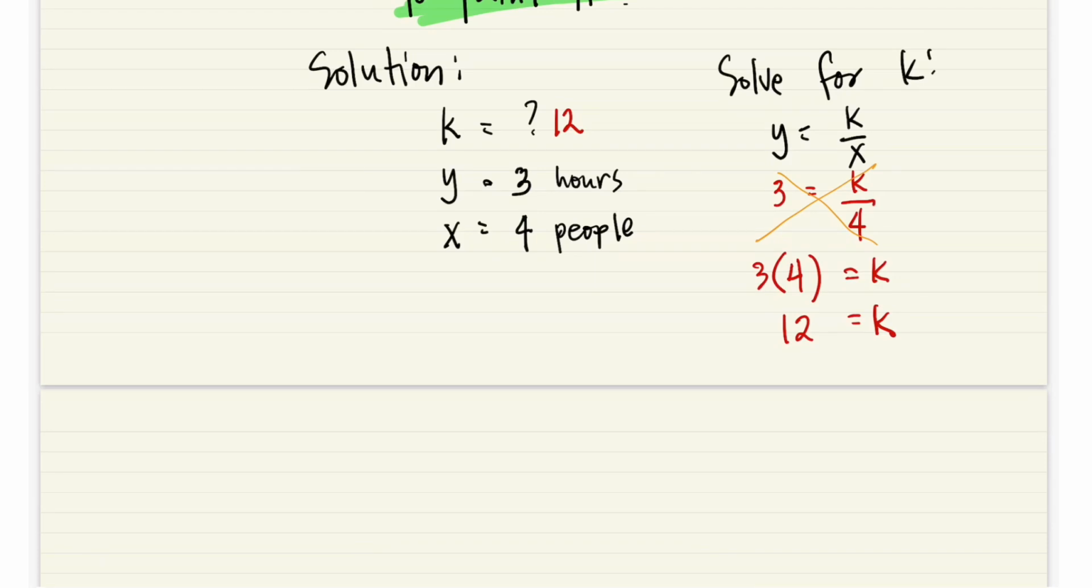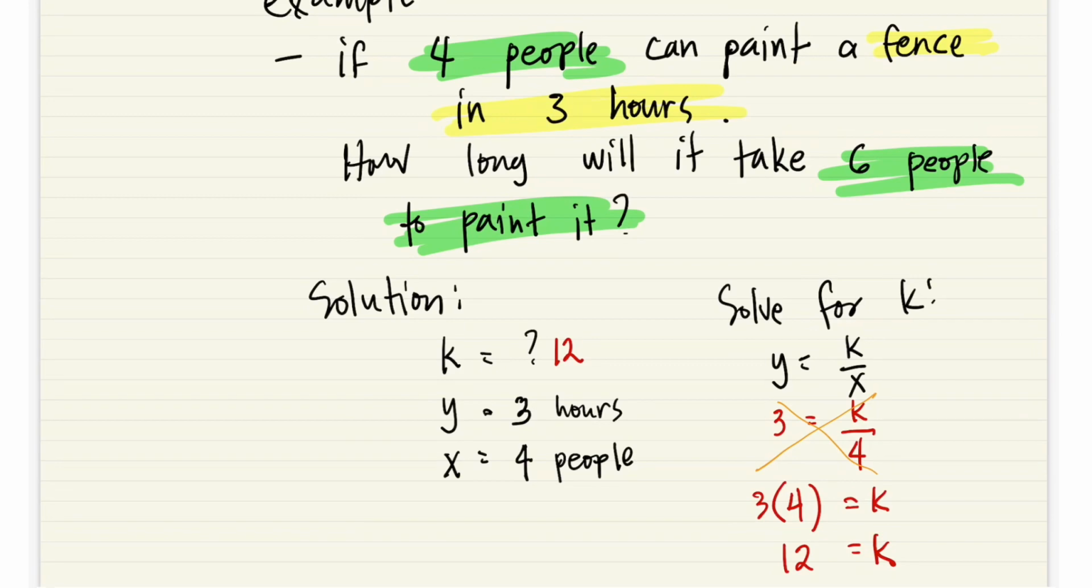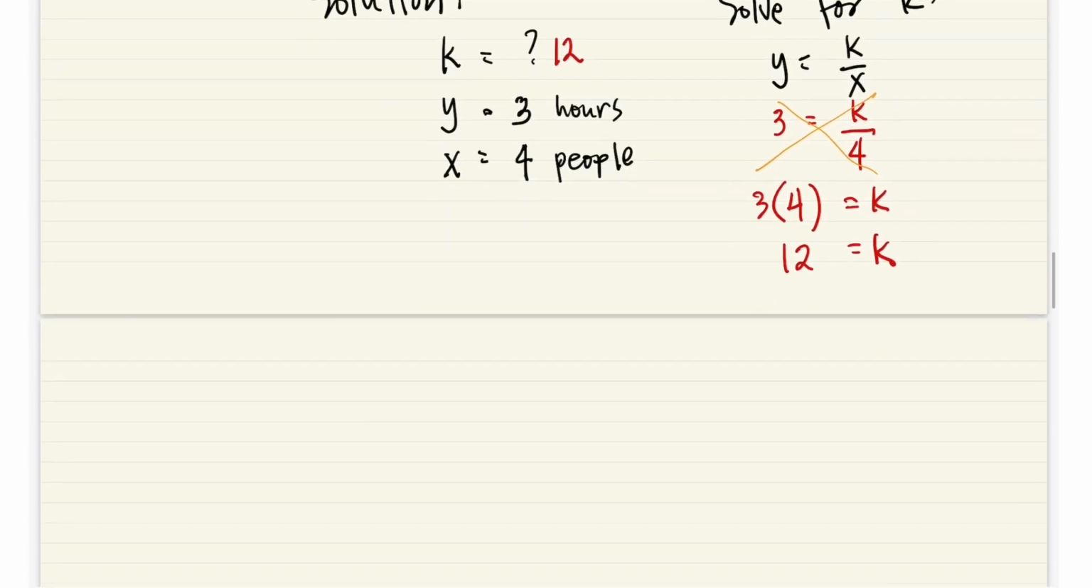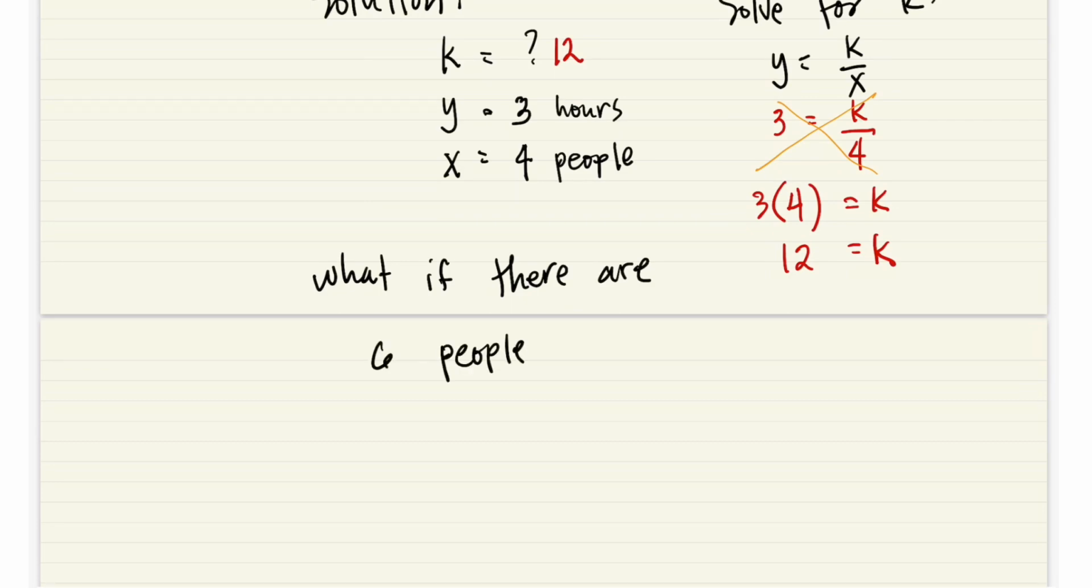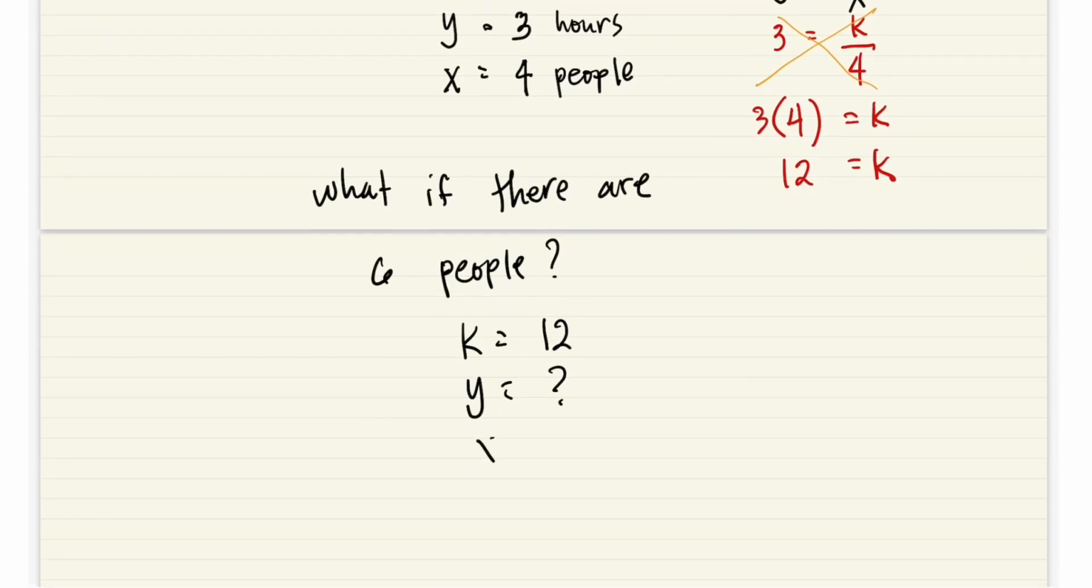Now we go for the question, what if there are 6 people? Alright, so therefore K is equals to 12, Y is what we're looking for, X is equals to 6 people. Right, then we have a solution here.